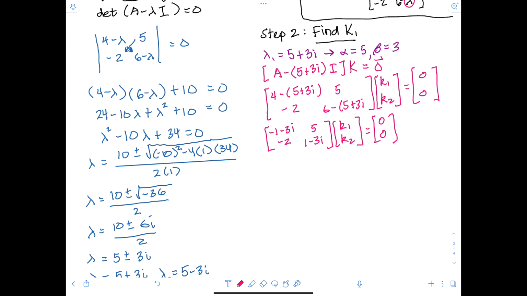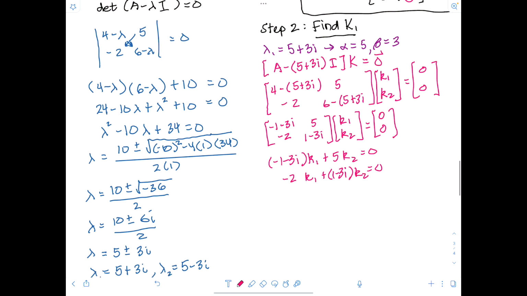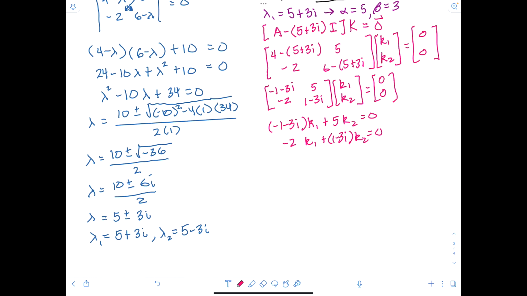Not so bad. We'll have negative 1 minus 3i times k1 plus 5 times k2 has to equal 0. And then negative 2 times k1 plus 1 minus 3i times k2 has to equal 0. Groovy? Continuing, if I solve for k1 in terms of k2 in that second equation, that looks good.